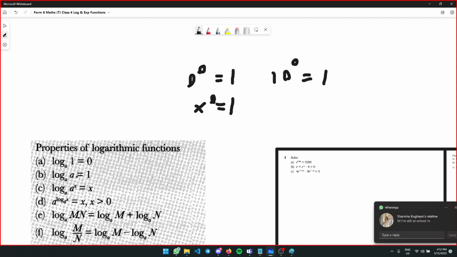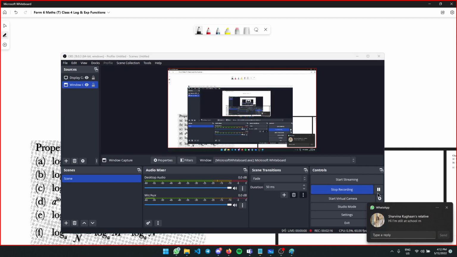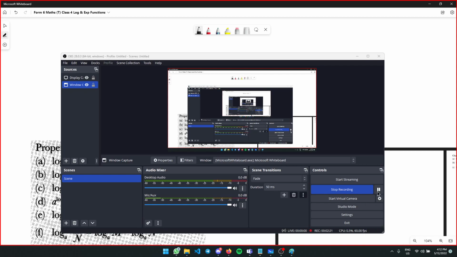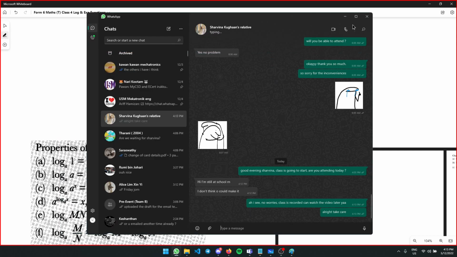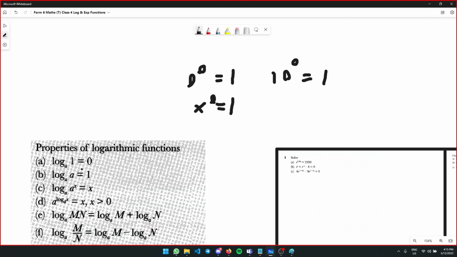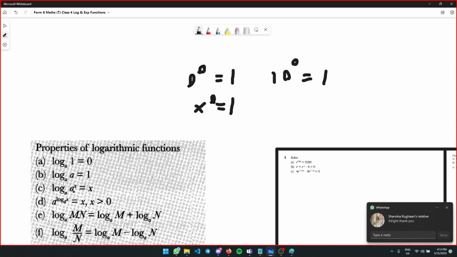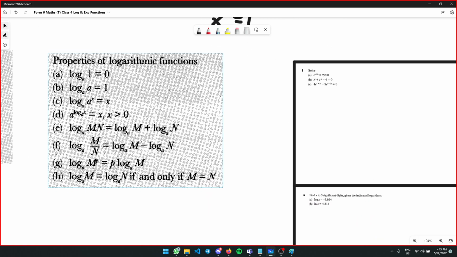Log a of a also equals 1. And a to the power of log a of x equals x, you can just take out the x. These are all things you might have already encountered in Form 4 and Form 5, so we're just going to apply them again.